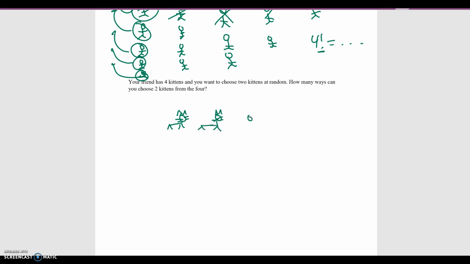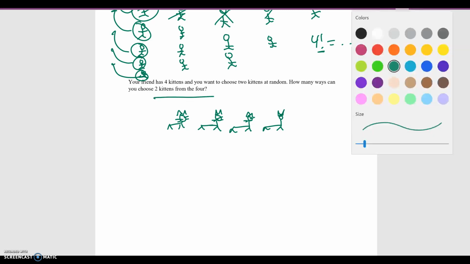Sorry, I'm spending a lot of time on this. Okay, that one looks kind of weird. Okay, so here are my kittens. Okay, they're not the best, but whatever. Okay, so here are my 4 kittens, and I want to choose 2 kittens at random. So how many ways can I choose 2 kittens from the 4?